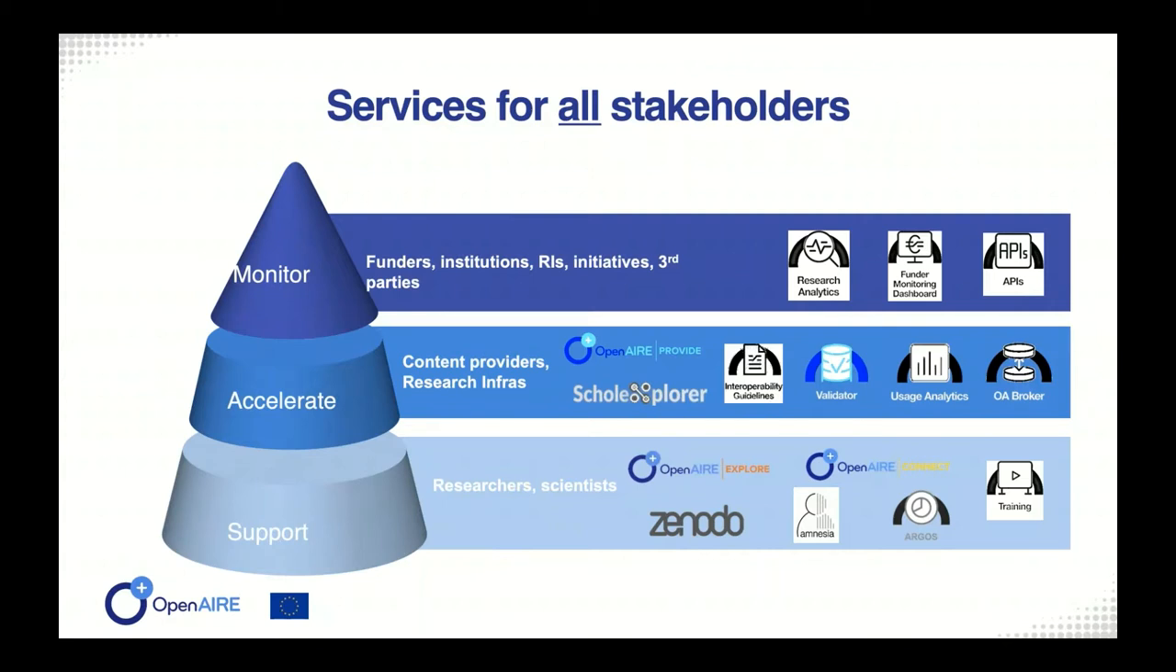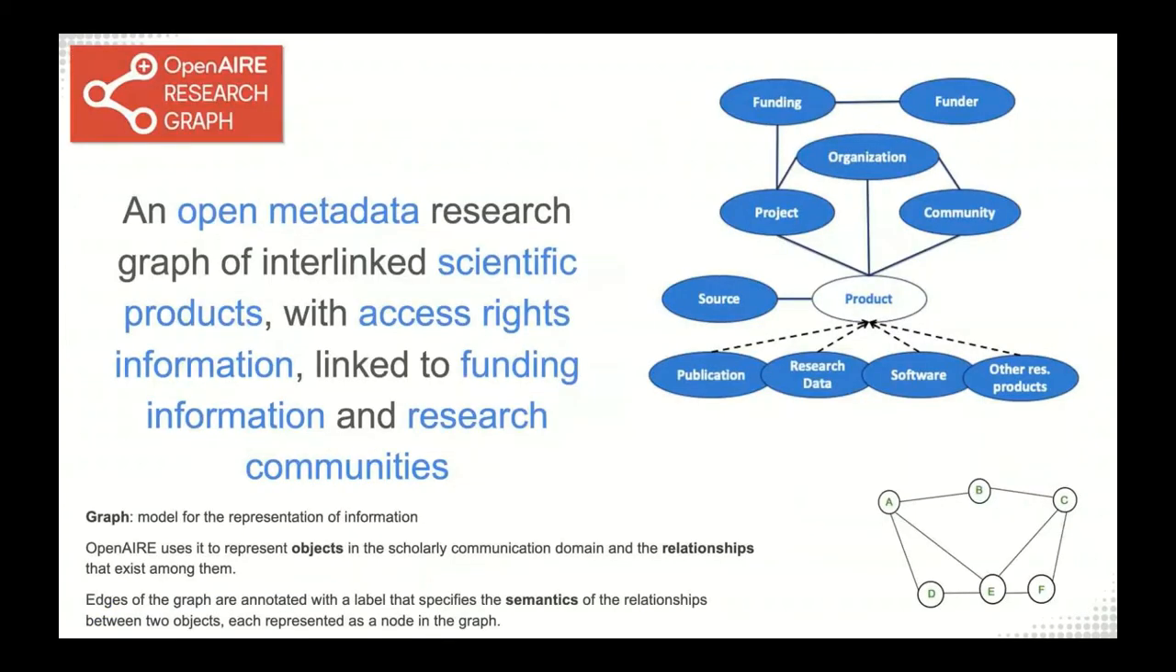Okay, and on top of that, of course, we build the added value services that we can obtain by working on this content that we're collecting, coming from the services below, but coming also from the institutional repositories and from the data repositories, which are the subjects of today's talk. So what we are building at the core is what we call the OpenAIRE Research Graph.